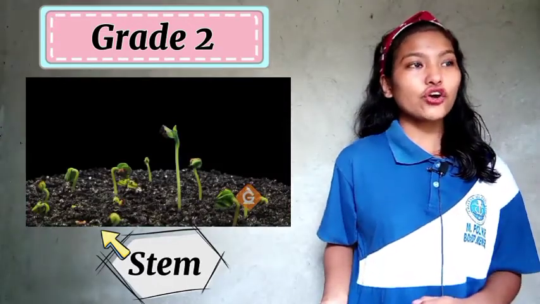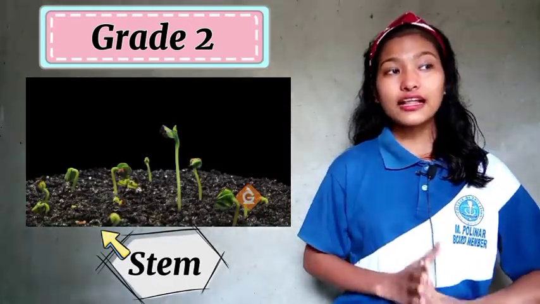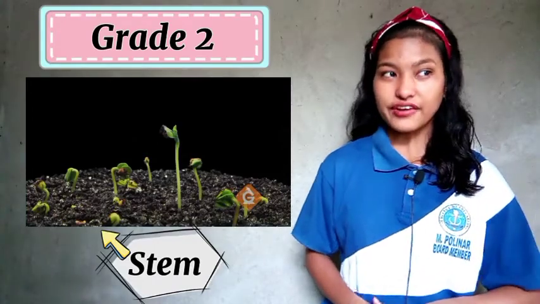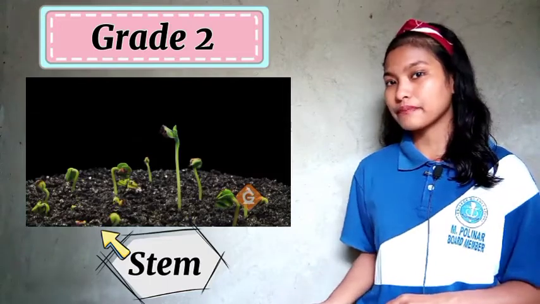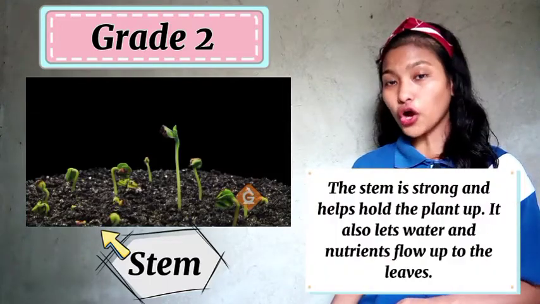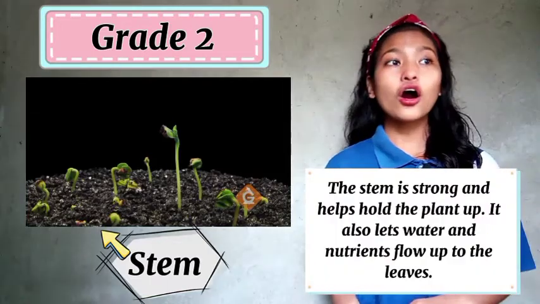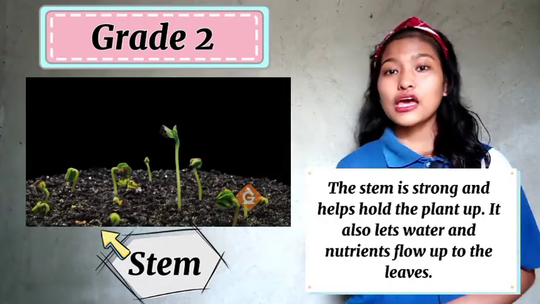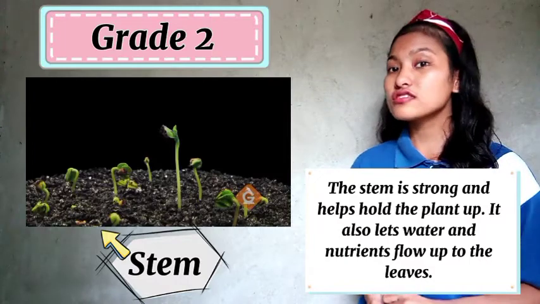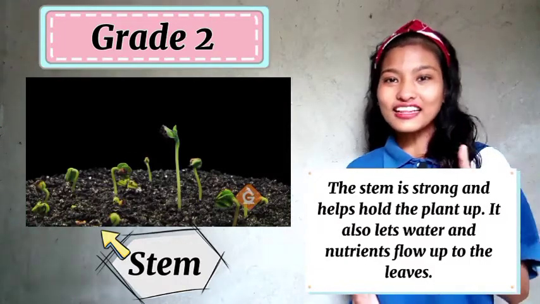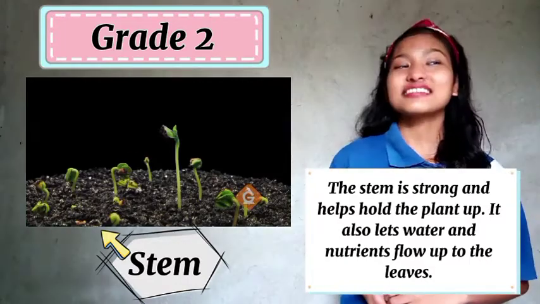What is the function of this part? Can you tell me the answer? Very good. This part is what we call stem. Stem is strong and helps hold the plant up. It also lets the water and nutrients flow up to the leaves, and that is the function of the stem.